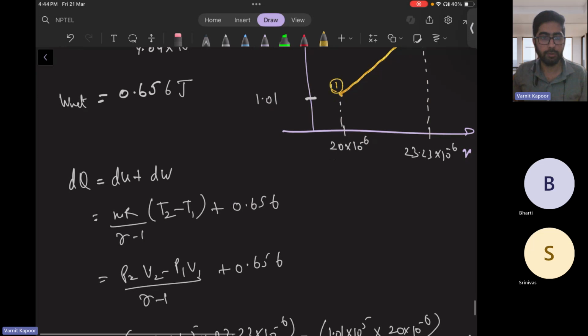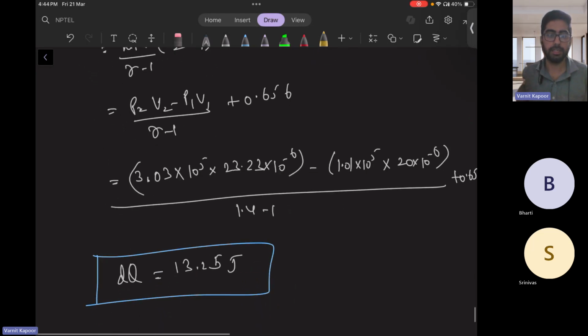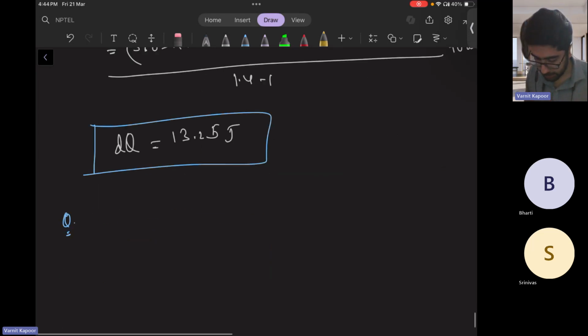You know from the equation dQ is dU plus dW. So dU can be written as m Cv dT. Cv can be written as R by gamma minus 1. And eventually it can be written as P2V2 minus P1V1 by gamma minus 1 plus the work net, which is 0.656. Put all the values of pressure and volumes, and you'll get your final answer: 13.25 joules of heat need to be supplied to expand the piston cylinder arrangement so that the pressure reaches 3 atmosphere. All right, next question please.